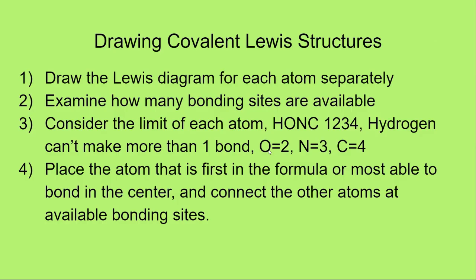Each atom has a limit to how many bonds it can make, and mostly that limit is due to how many electrons it can take or share with other atoms. An atom is only so big, so it can only do so much bonding. And then usually when you're drawing a structure, the first atom in the formula goes in the middle. Remember, this is only for molecules, not ionic structures.